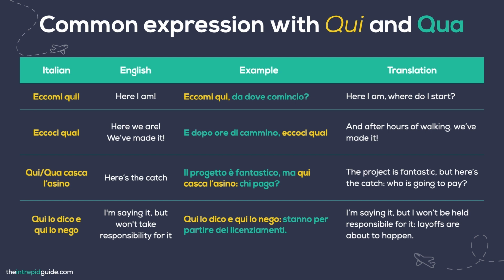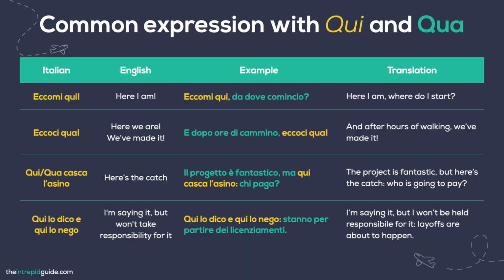Qui, qua, casca l'asino. This literally means here the donkey falls, meaning here's the catch or here's where the problem lies. Use this to point out a tricky or problematic aspect of a situation. For example, Il progetto è fantastico, ma qui casca l'asino. Chi paga? The project is fantastic, but here's the catch. Who is going to pay?